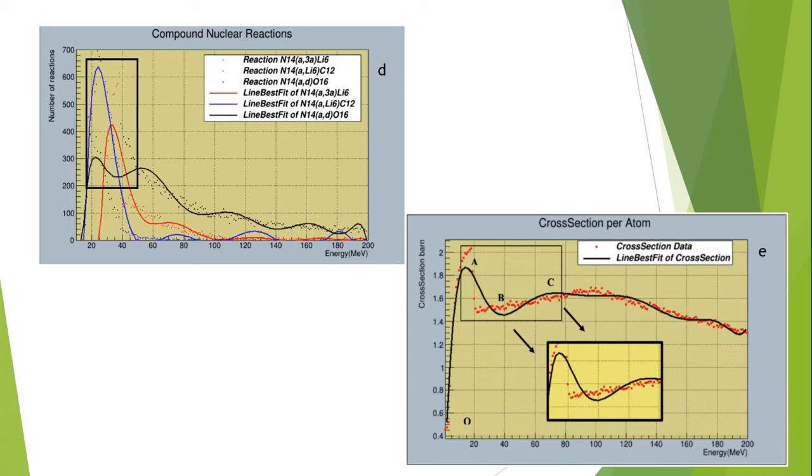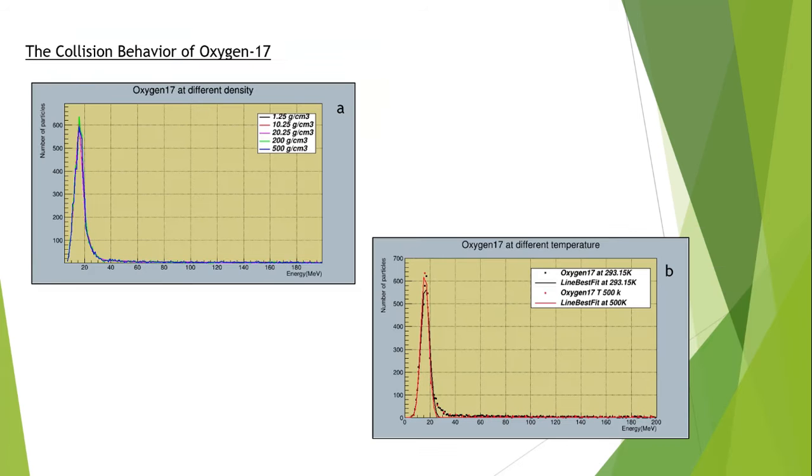Lastly, there are other reactions that need to be considered, which is the reaction of carbon 12. It can be assumed that nuclear fission occurs in a nuclear transmutation process. From figure D above, the amount of reactions is increased drastically, more dominant compared to the oxygen 16 and lithium-6 reactions. The next part is the collision behavior of oxygen 70.